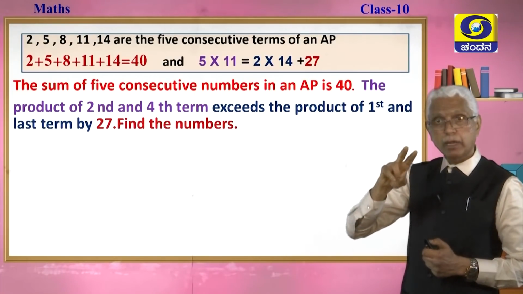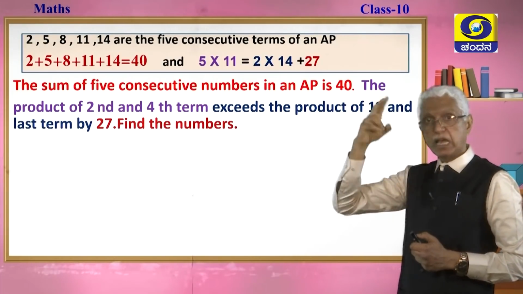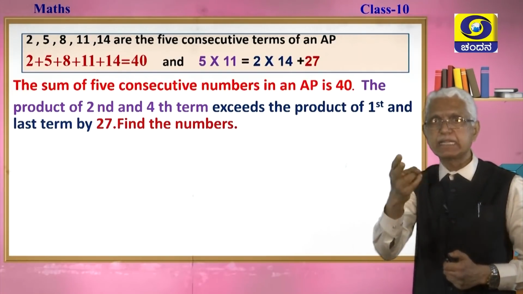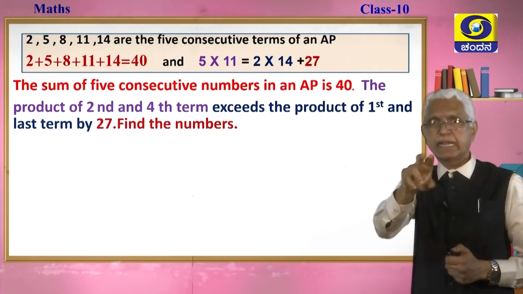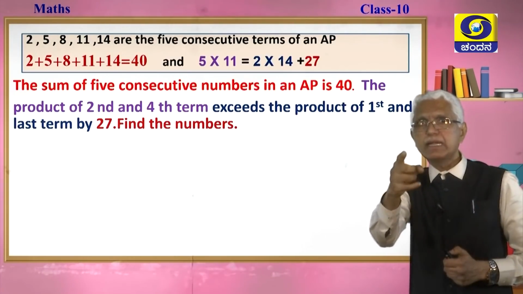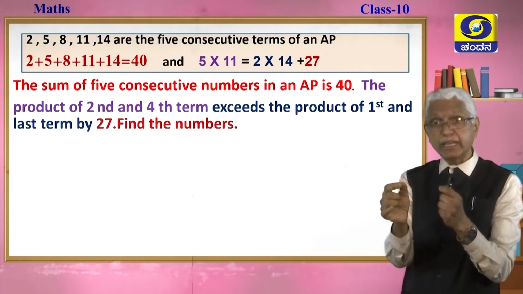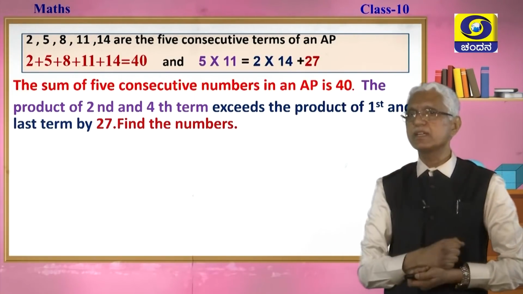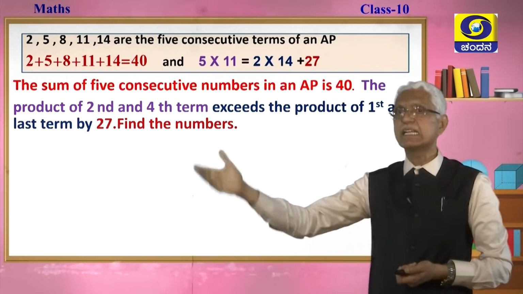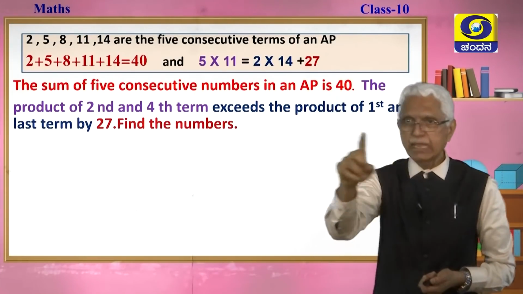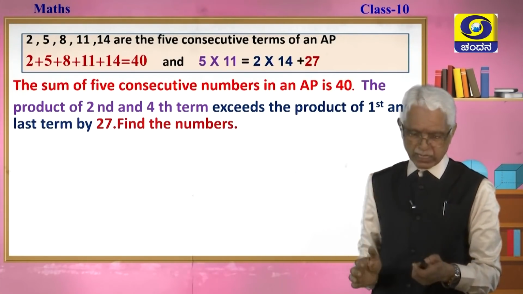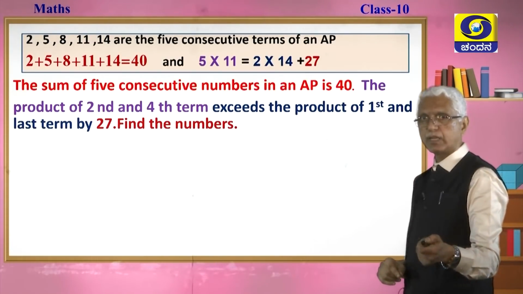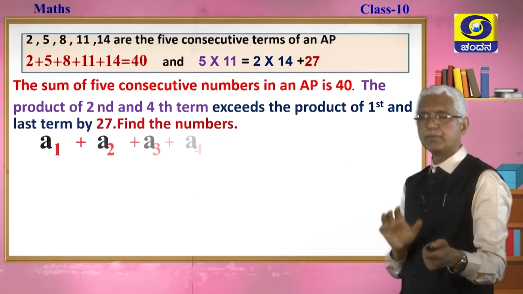So, the product of the first and the last is 28, the product of the second and the fourth, where is the second and the fourth? 5 and 11, 55. What is the difference between 55 and 28? 27. The difference is 27. Find the numbers. Here they gave you the numbers. In the problem they will not give you the numbers, they will only give you this word problem, right. Okay. We will start with the problem now.